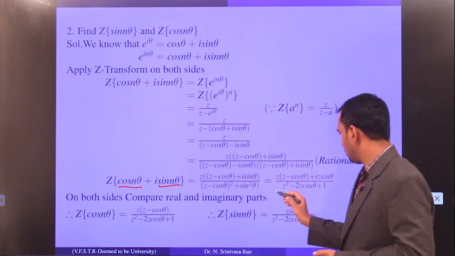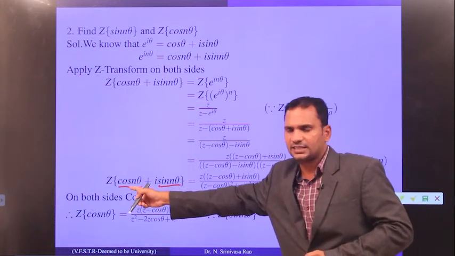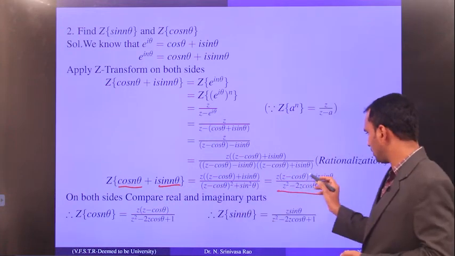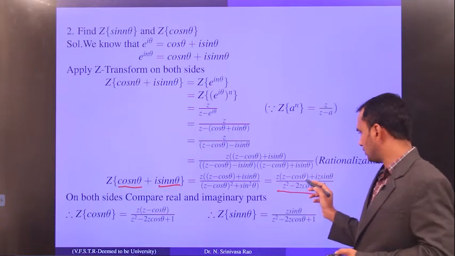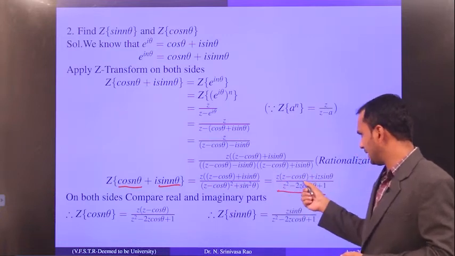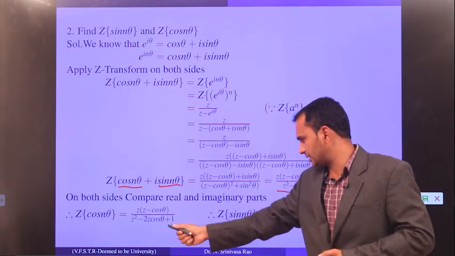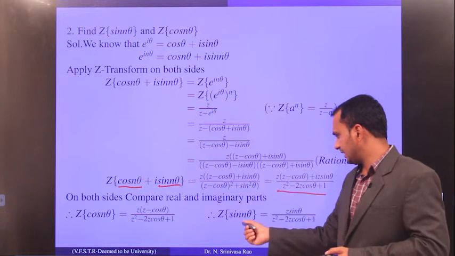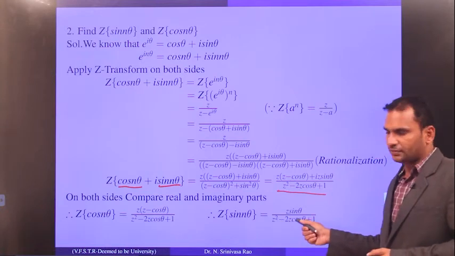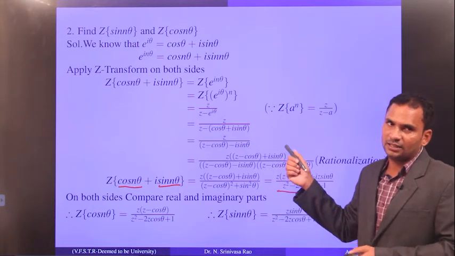So what I will do is compare both sides for the real part and the imaginary part. The real part on the left hand side is Z of cos n theta, and the imaginary part is Z of sin n theta. From this, the real part is Z into Z minus cos theta divided by Z square minus 2z cos theta plus 1. And similarly, Z of sin n theta is the imaginary part, which is Z sin theta by Z square minus 2z cos theta plus 1. This way we have to find Z of sin n theta and Z of cos n theta.